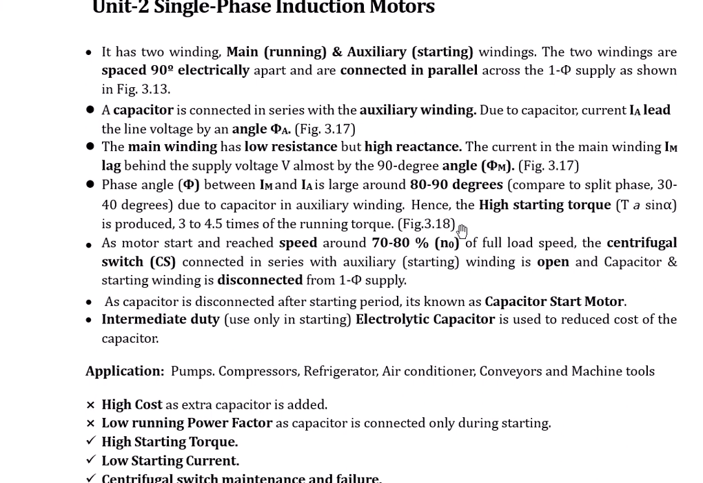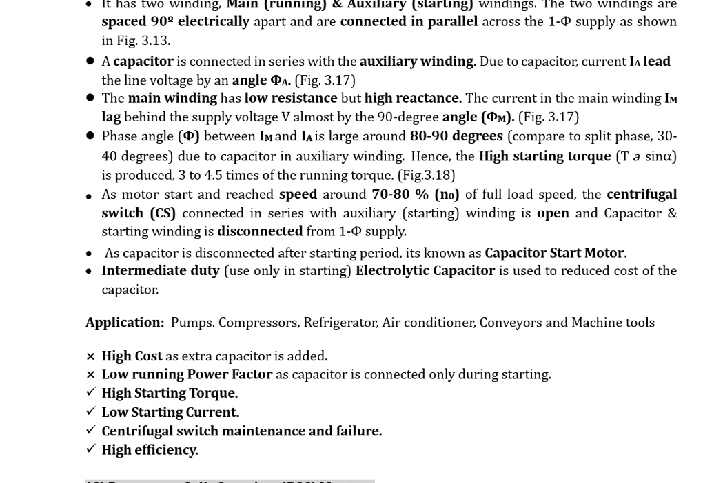But here we have a high starting torque. It produces 3 to 4.5 times the running torque as the motor starts, and reaches around 70 to 80 percent of full load speed. Again we use a centrifugal switch to open the auxiliary winding, because we don't need it during the running condition. As the capacitor is disconnected after the starting period, it is known as a capacitor start motor. We only use the capacitor during starting; then the centrifugal switch automatically opens and the capacitor goes out of the circuit.